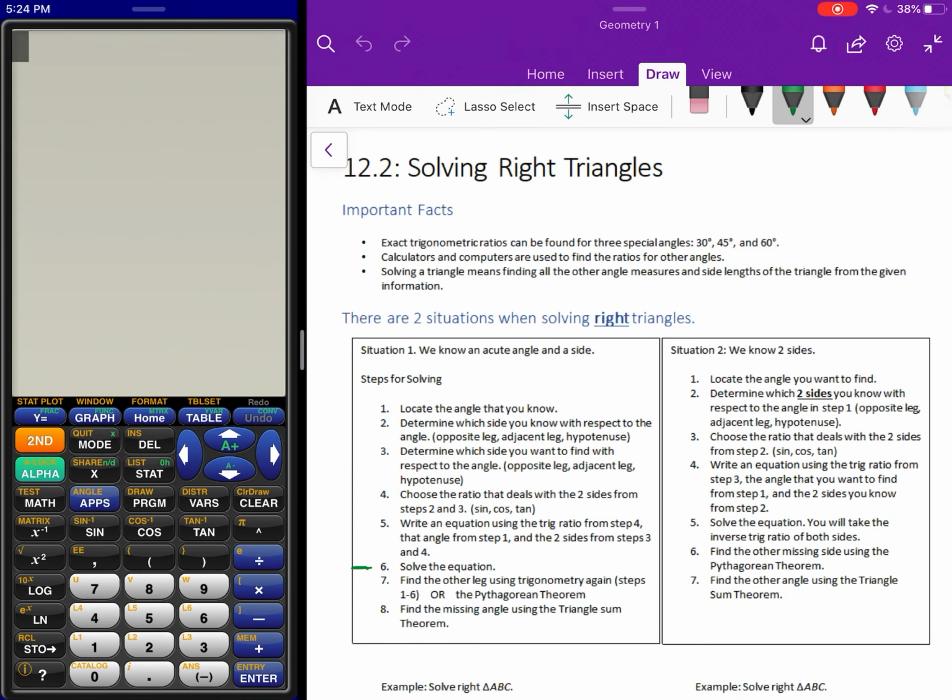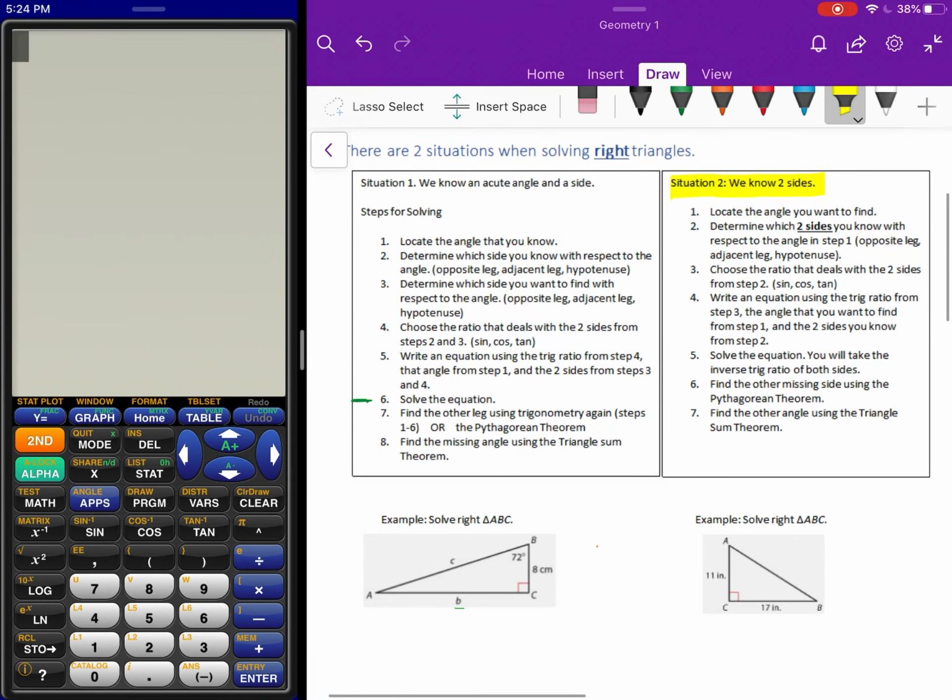All right, we're going to go ahead and look at the second part of solving right triangles. And in this case, we're going to look at the second situation over here on the right where we know two sides. And a lot of the steps are similar.